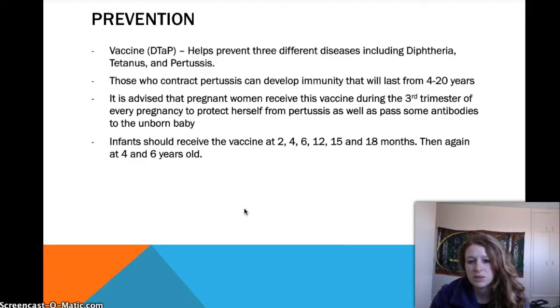Not only does it protect mom, but it also sends some antibodies onto the unborn infant. After the infant's born, the antibodies that it may have received will protect it for a short period of time, but then they are expected to receive that vaccine themselves at 2 months, and then 4, 6, 12, 15, and 18 months. And then they'll get it again at 4 years old and then 6 years old.